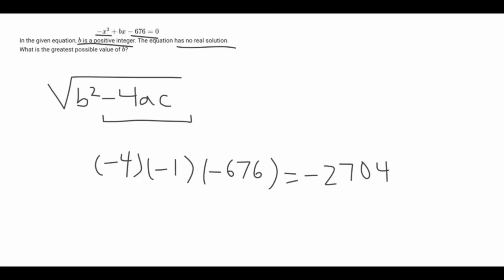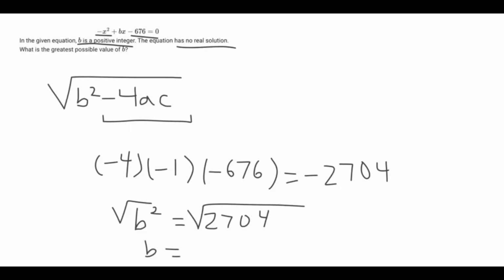As we talked about before, we need to know that the value of b squared has to be less than 2,704, but it has to be the greatest possible value. So what we can do is just set b squared equivalent to 2,704. Not negative 2,704, because this has to be a positive value in order to be subtracted, right? Now we're just going to solve for b. If we take the square root of both sides, we get b is equivalent to the square root of 2,704, which is oddly a whole number, equivalent to 52.